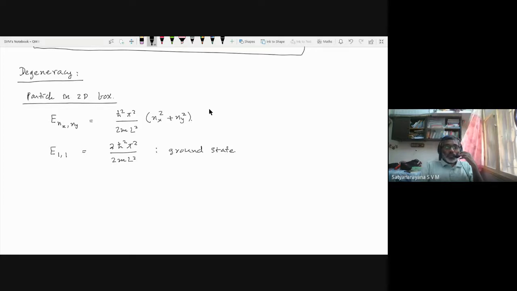Now, what is the next energy? Next energy corresponds to 1 comma 2. So that is equal to nx square is, nx is 1. So 1 plus 2 square, 5. So that is equal to 5 h bar square pi square by twice m L square. So this is your first excited state.